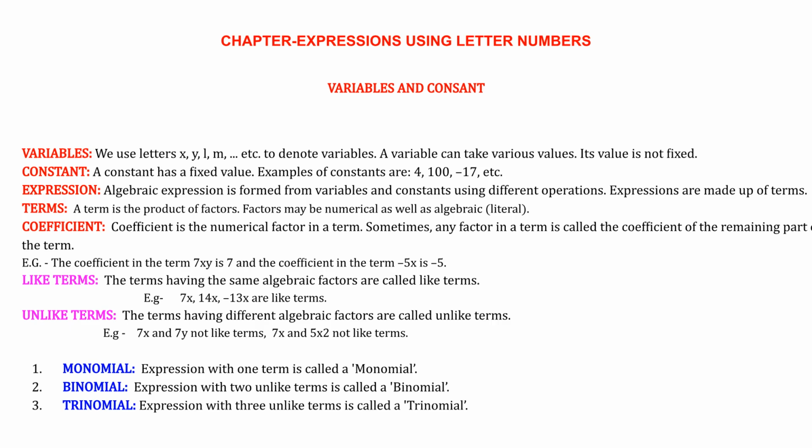Variables. We use letters x, y, l, m, etc. to denote variables. A variable can take various values. Its value is not fixed. Constant. A constant has a fixed value. Examples of constants are 4, 100, -17, etc.